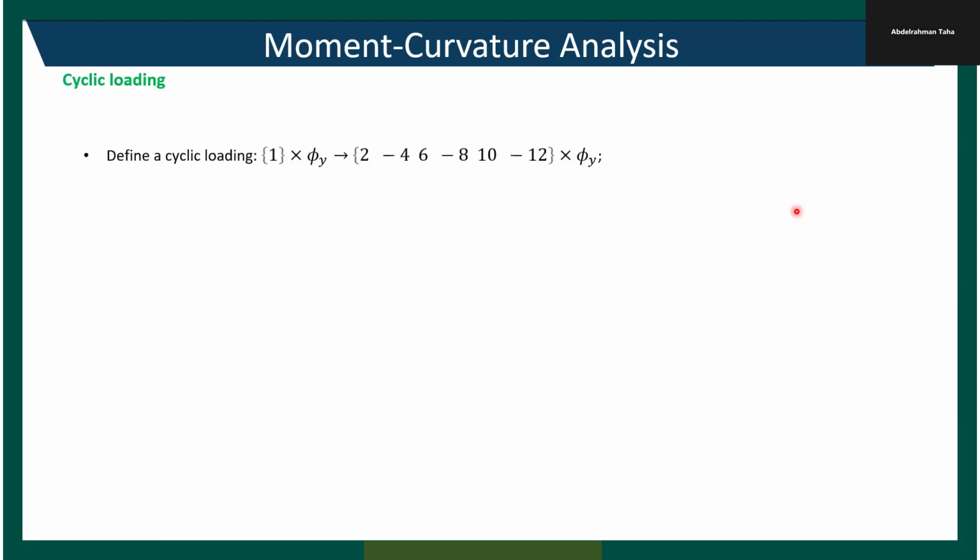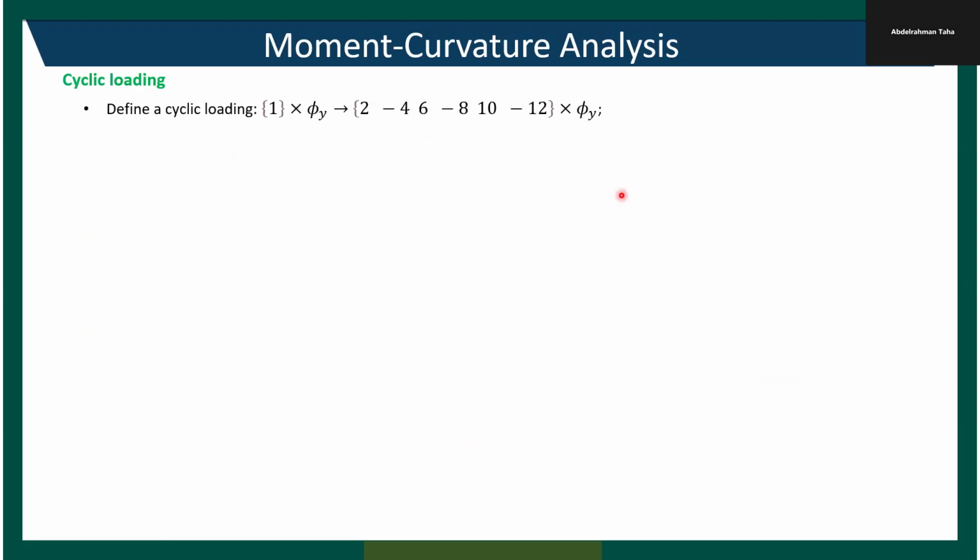Okay, once we have all this information, we can do both monotonic and cyclic analysis. Monotonic is quite straightforward. You just push the cross section to a point that's a multiple of the yielding curvature. So it could be twice, three times, or four times the yielding curvature. This is the point to which you push the cross section. Cyclic loading is a bit tricky because you're pushing the cross section in different directions. So this is the way we do it.